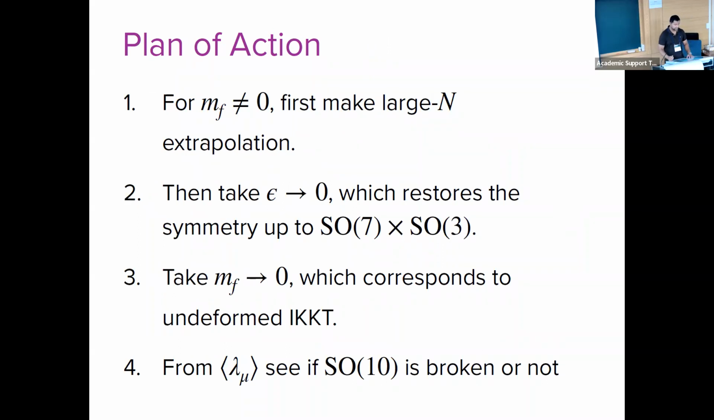Now, what is the plan of action? First, MF equal to 0, then take the large n limit. From there, take epsilon to 0. This should restore the symmetry up to SO7 cross SO3. Then take MF going to 0. Then it should restore the symmetry SO10, because the theory corresponds to the undeformed IKKT, the original IKKT. So we are monitoring lambda mu, making all these extrapolations, and then from lambda mu, we see if SO10 is broken or not. That is the plan of action. One by one, we need to check this.